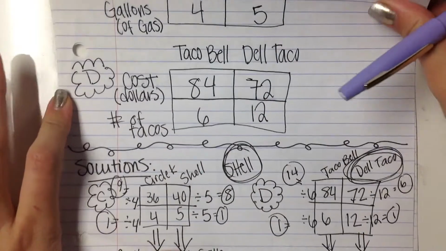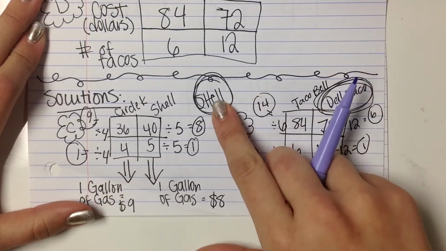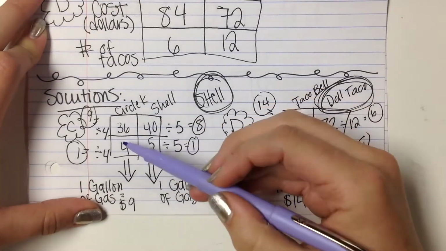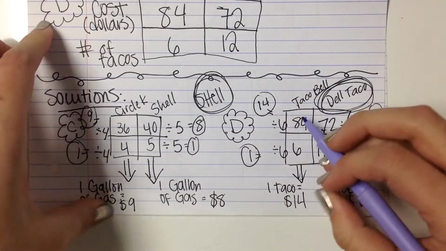Here are the solutions for your problems. The better buy for C would be Shell, and for D would be Del Taco. Make sure that you're noting what I divided by in each of these.